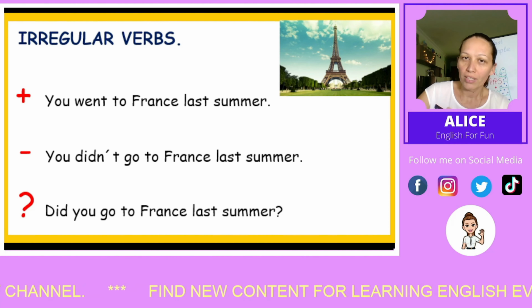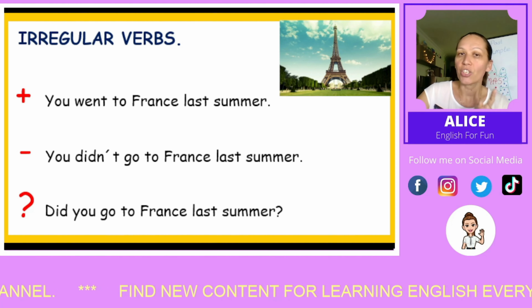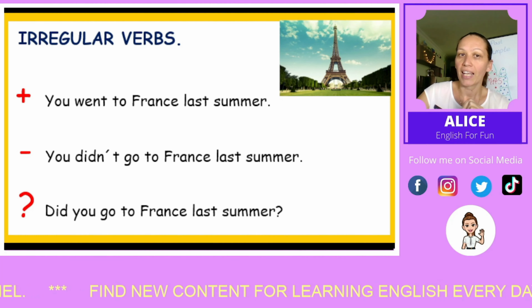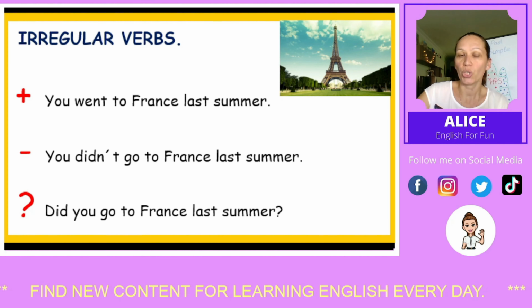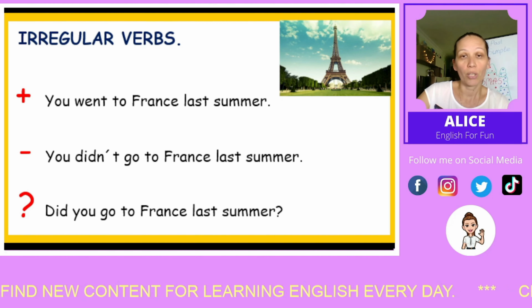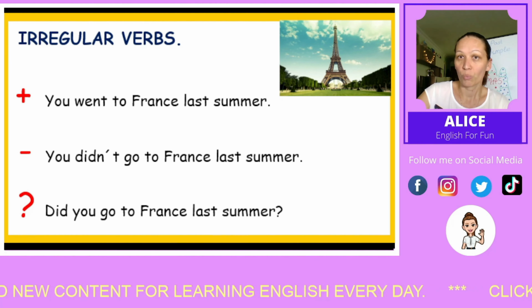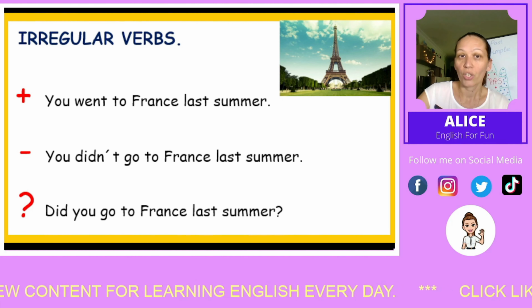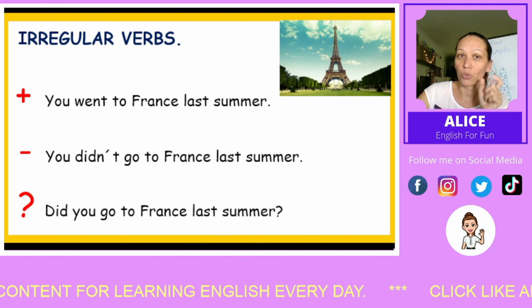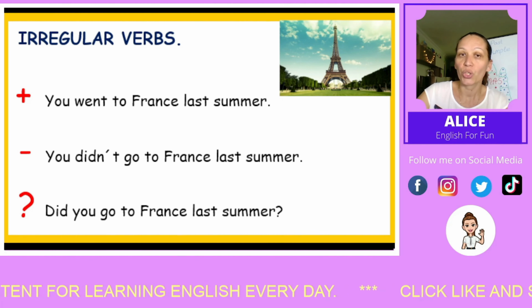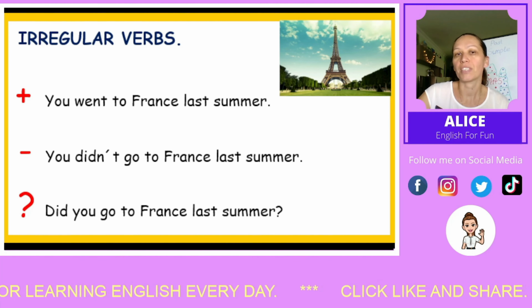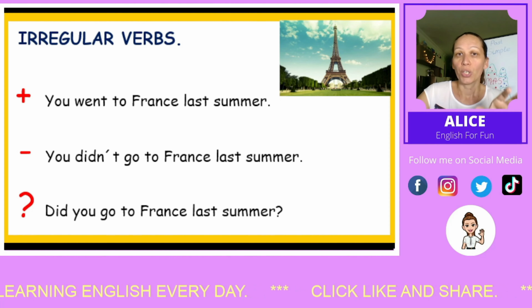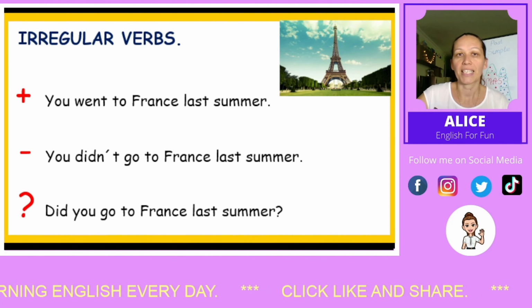Did you go to France last summer? Again, we use the auxiliary verb did, subject you, and then verb go. We don't use went here. Make sure that you use go. Did you go? We don't use the past form again after we already used did in the same sentence.